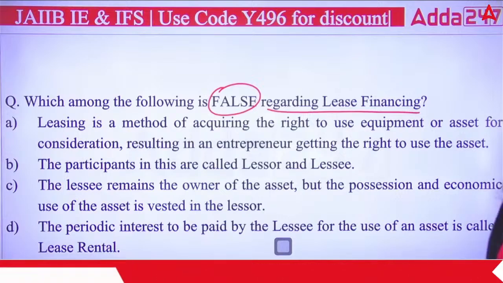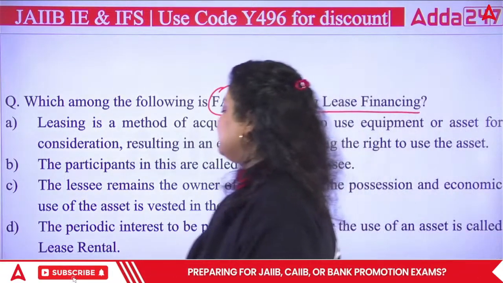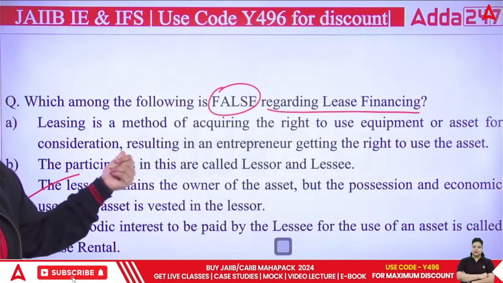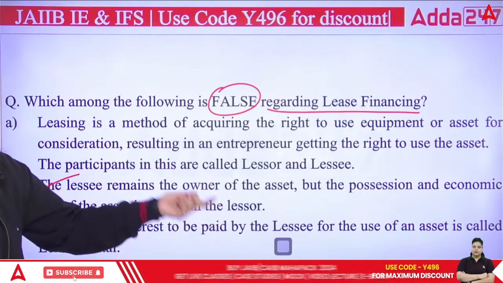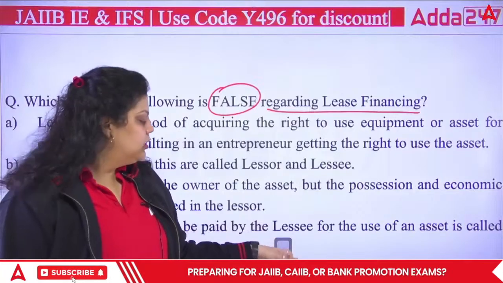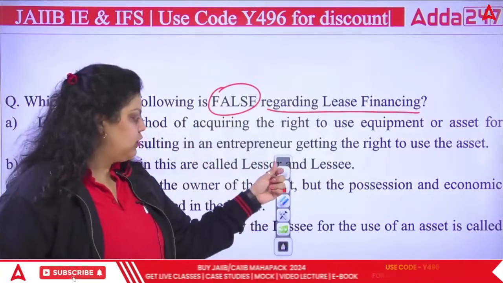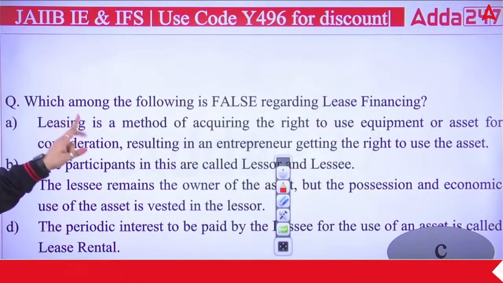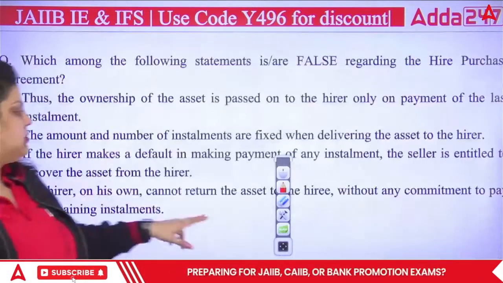Okay, and the right answer will actually be option C. It is not true that the lessee remains the owner of the asset. The lessor remains the owner of the asset, but the possession and economic use of the asset is vested with the lessee. So their places have been interchanged. That's why the third statement is wrong. Your answer will be C. C is not correct about leasing or lease financing, we can say.